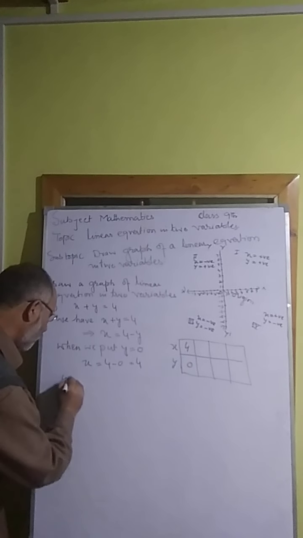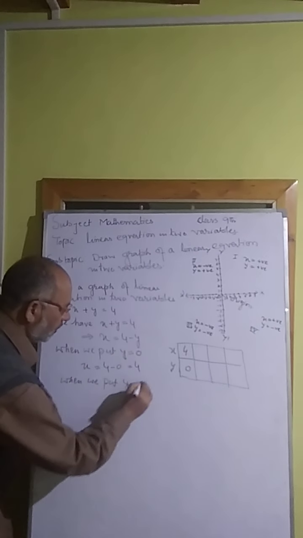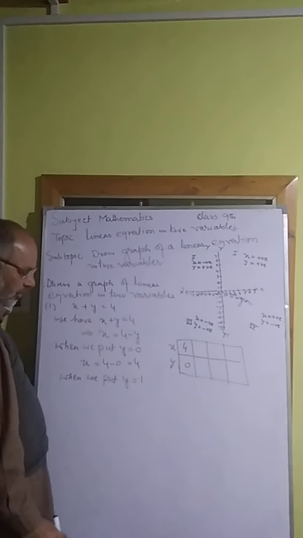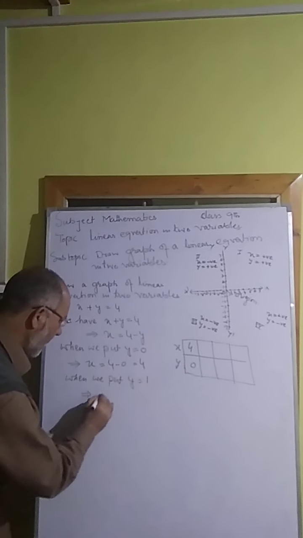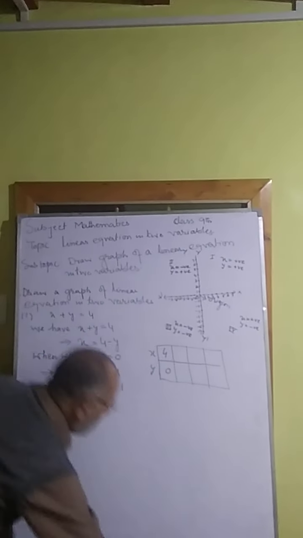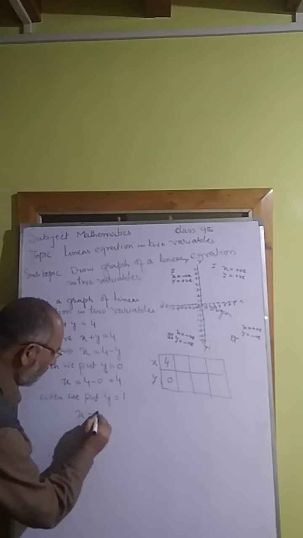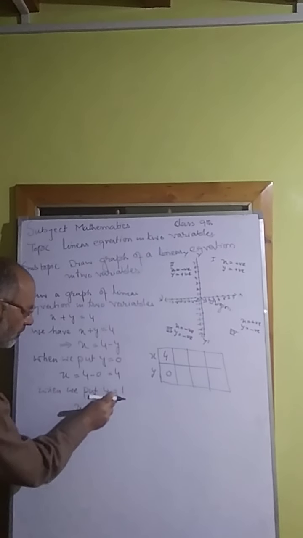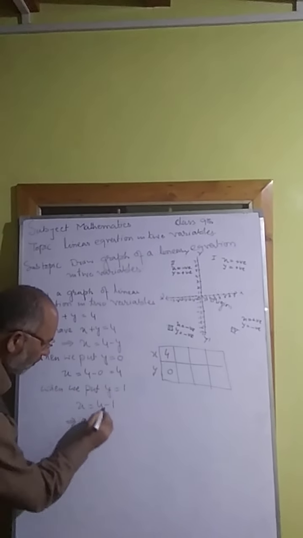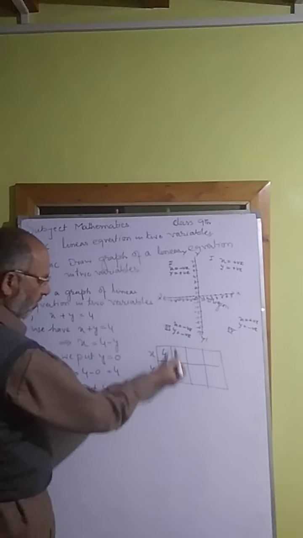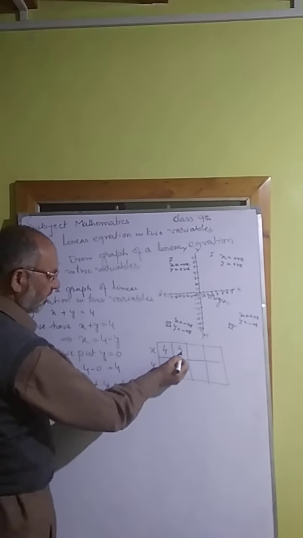Again, when we put y is equal to 1, x is equal to 4 minus 1, which is 3. In the table, y is 1 and x is 3.